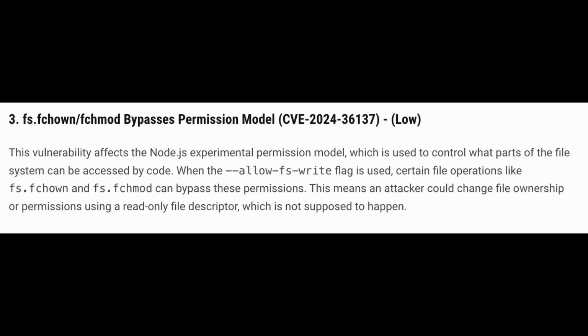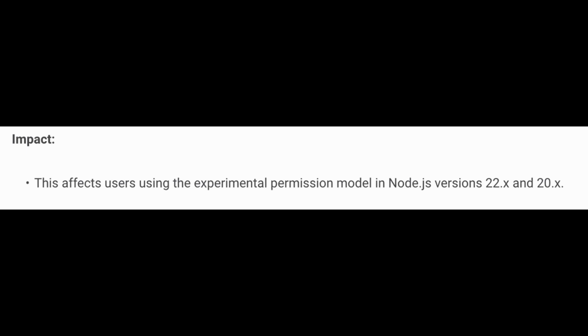Number 3, file permission model bypass. The third issue affects the experimental permission model in Node. Certain file operations can bypass these permissions, allowing attackers to change file ownership or permissions using a read-only file descriptor, which shouldn't happen. This is important for users of the experimental permission model in Node versions 22 and 20.